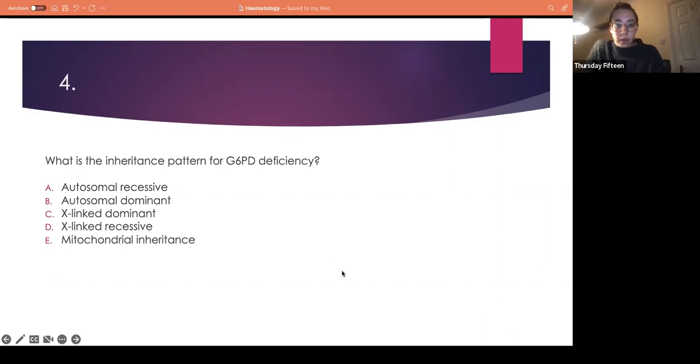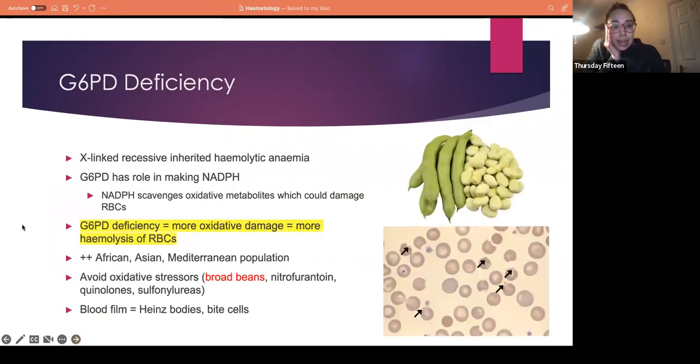Okay, well done. So most of you have been correct. You've gone for X-linked recessive, which is the right answer. So G6PD deficiency is an X-linked recessive hemolytic anemia. X-linked recessive means that the gene that codes for it is on the X chromosome, and you need to have 2 X chromosomes to express it if you're a girl. But obviously, if you're a boy, you only need to have the 1 X chromosome with it on to get the condition.